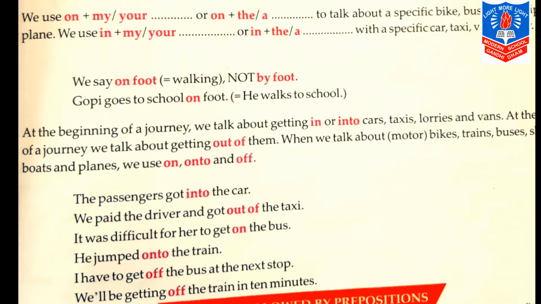My third example is it was difficult for her to get on the bus. My fourth example, he jumped onto the train. Next example is I have to get off the bus at the next stop. And my last example is we will be getting off the train in 10 minutes.